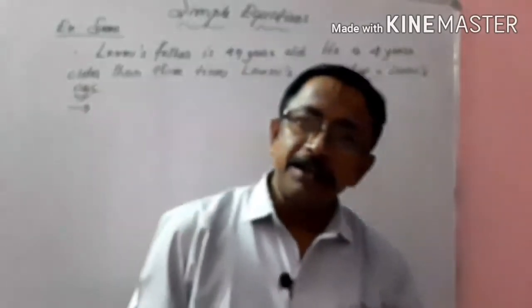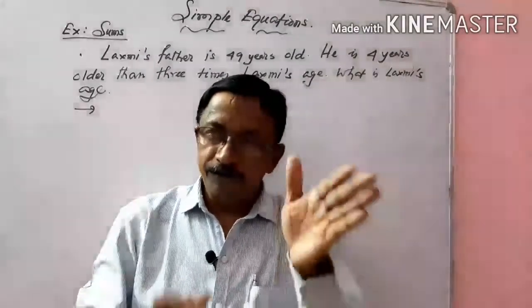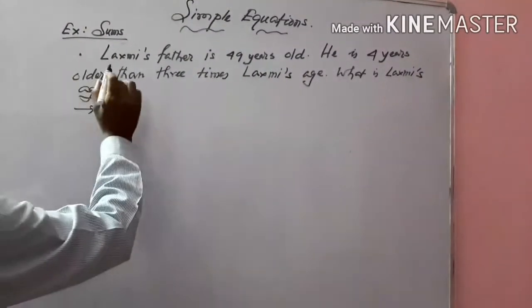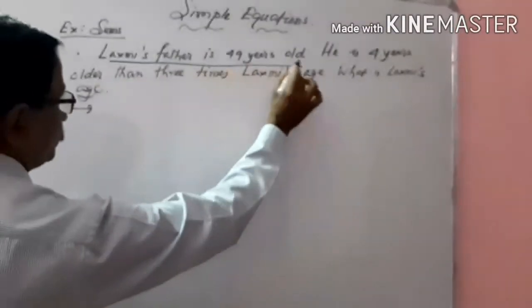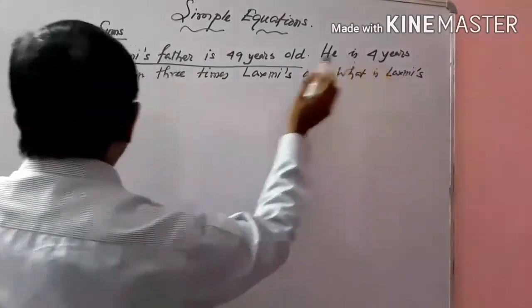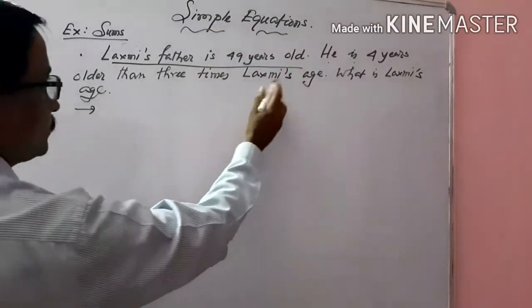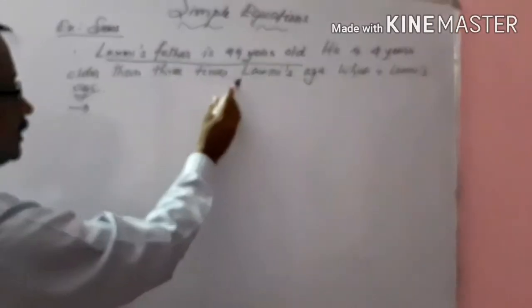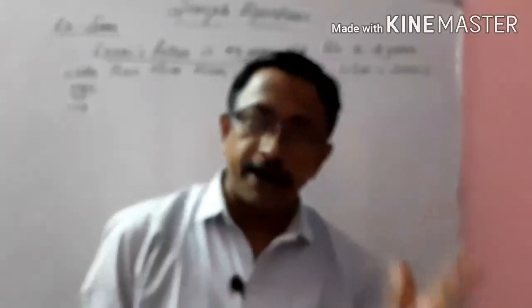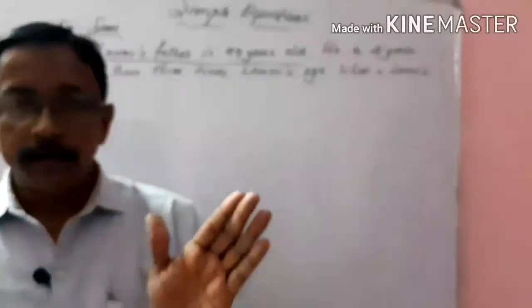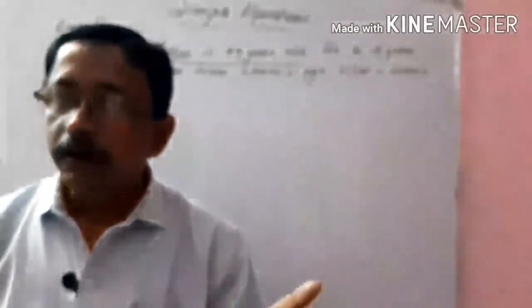Is it not interesting? That means whatever question is given, first you check what the meaning of the question is. The meaning is that Lakshmi's father is given. And a comparison is given: he is 4 years older than 3 times Lakshmi's age. What is Lakshmi's age? So whatever you have to find in the word problem of a simple equation, that one we don't know, which means we have to let it be first.